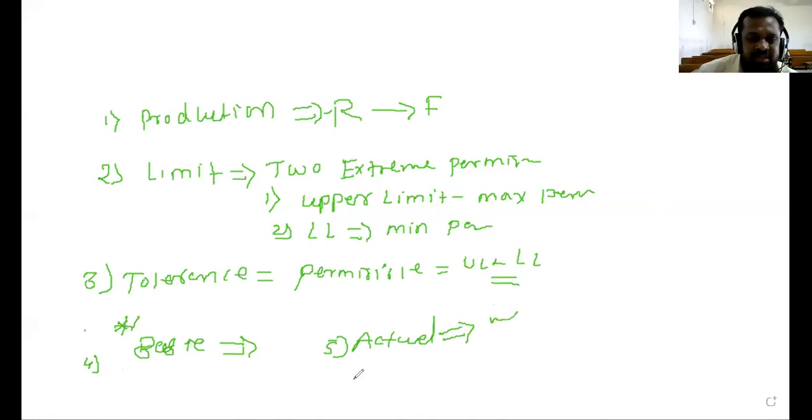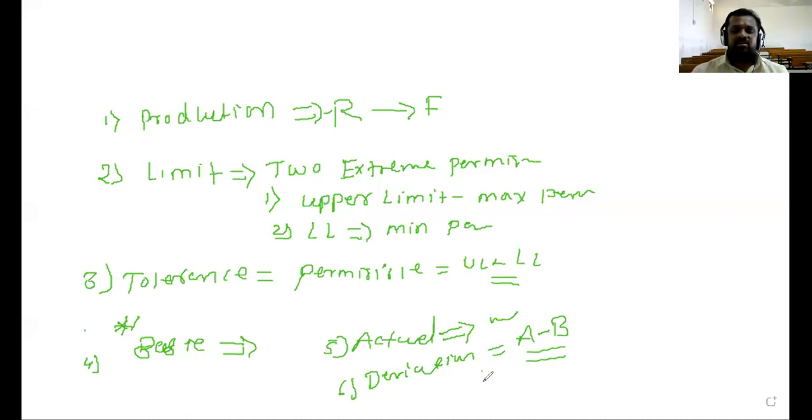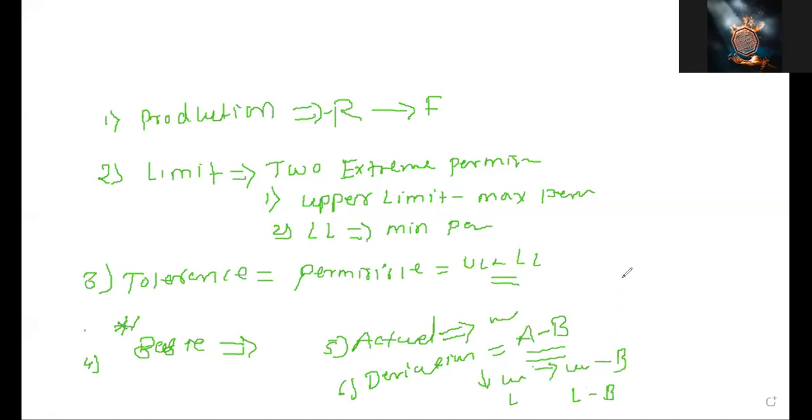Then we have seen deviation. What is meant by deviation? Deviation is nothing but the difference between actual size and basic size, that is, actual size minus basic size. And again it has upper deviation and lower deviation. Upper deviation is upper limit minus basic size, and lower deviation is lower limit minus basic size.